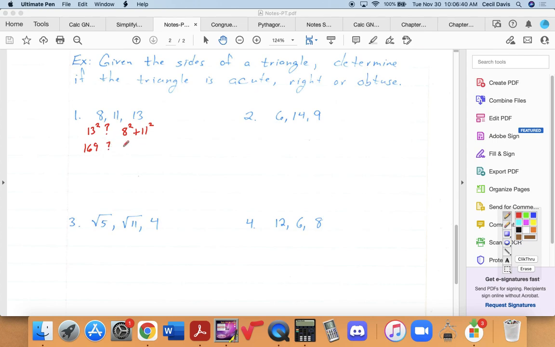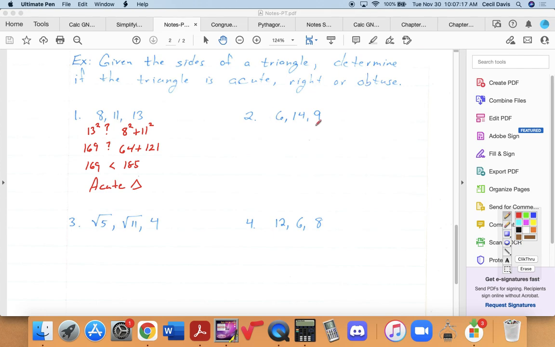8 squared is? 64. 11 squared? 121. Let's see, that's 169 still. This is 185. Is the big side too big or too small? Too small. So this is an acute triangle. All right. Works great as long as you pick out the biggest side first.